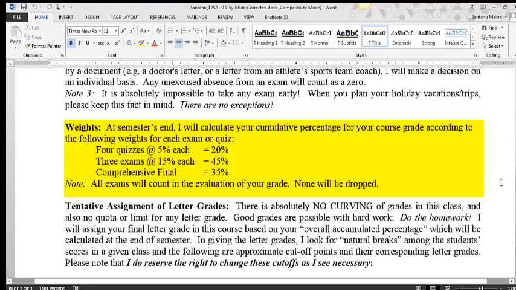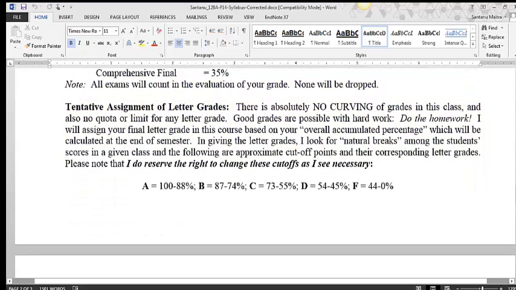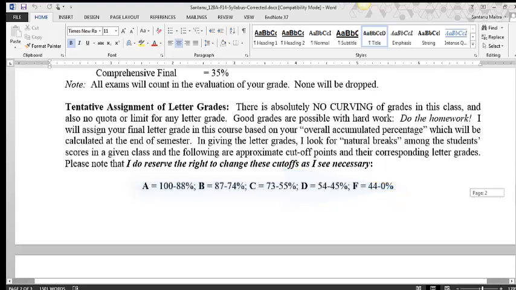None of the exams will be dropped, and the tentative assignment of the letter grades will be 88 and above will be A, 87 through 74 will be B, 73 to 55 will be C, 54 to 45 will be D, and below 45 will be F.